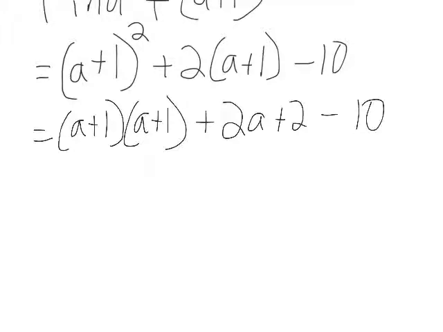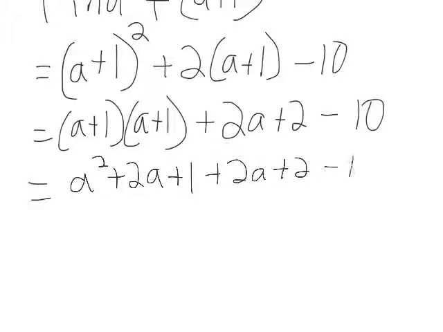Minus 10. All right, if we multiply that out, distribute this right here, okay, that's going to give me a times a. I'm going to get an a on the outside and an a on the inside, so I'll have 2 a's. And then 1 times 1 is 1, okay? Plus 2a plus 2 minus 10. Combine like terms, a squared plus, I've got 2 a's, so 4a.